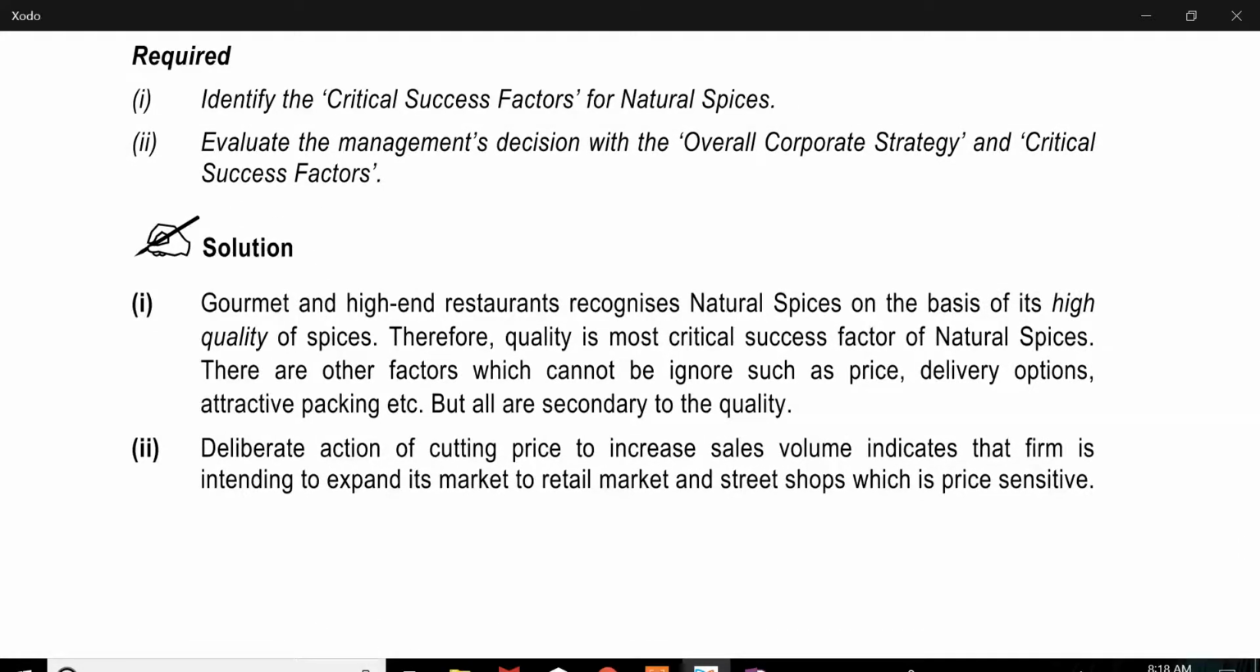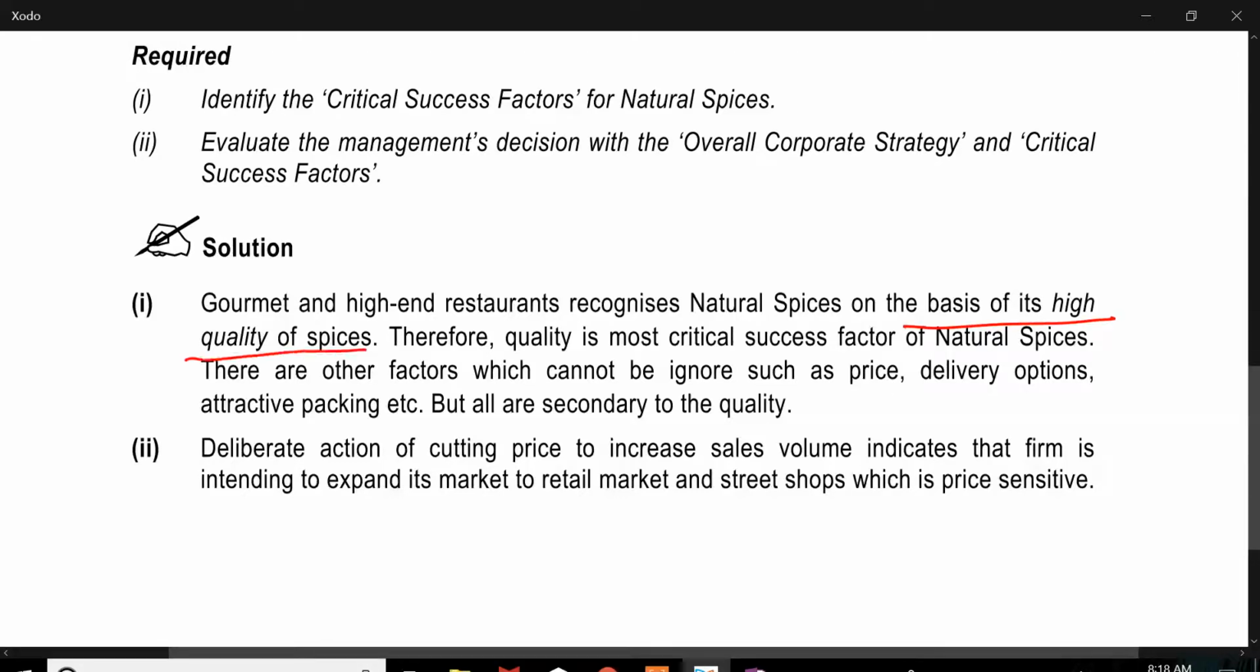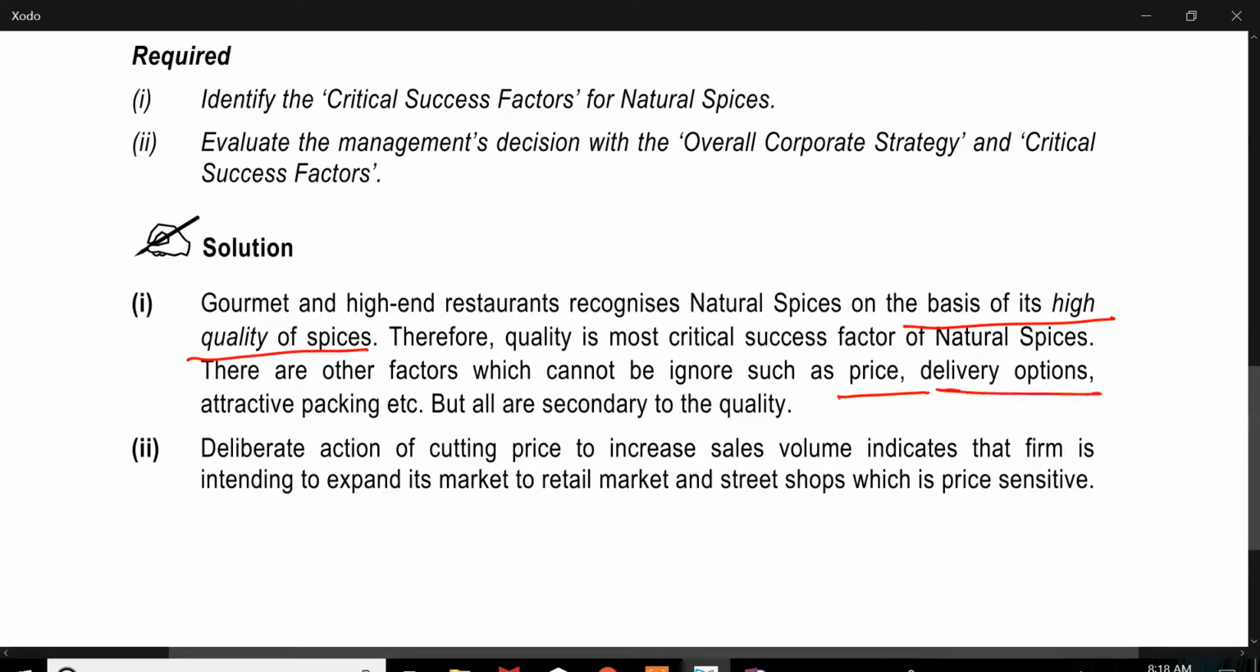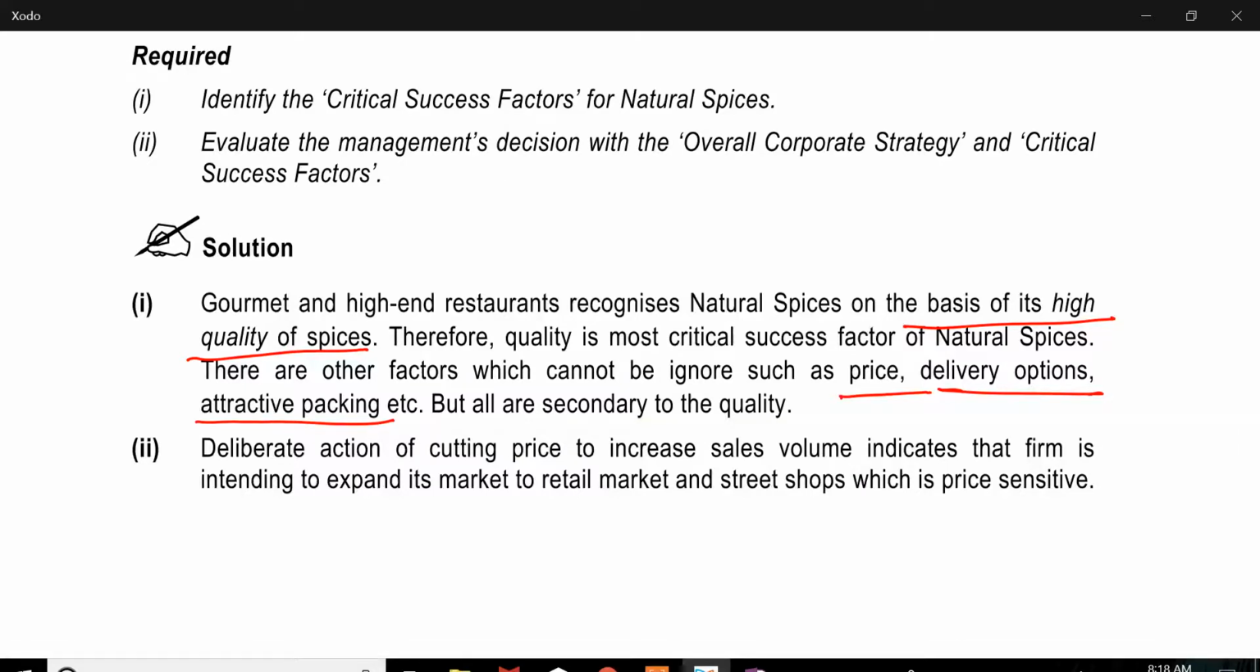Government and high-end restaurants recognize Natural Spices on the basis of its high quality of spices. Therefore, quality is the most critical success factor of Natural Spices. There are other factors which cannot be ignored, such as price, delivery, packaging, but all are secondary to the quality. So they have tried to give a comprehensive answer saying that quality is the critical one, but you also consider price, delivery, support, all of that.